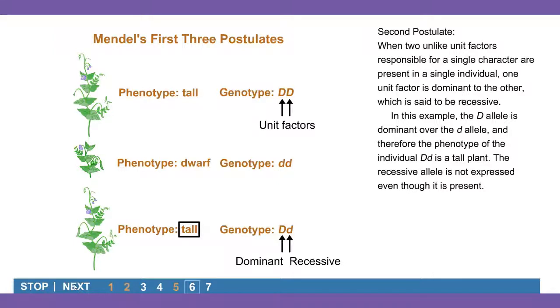And so he also postulated that there would always be 1 trait or 1 unit factor that was dominant over the other unit factor. And in a case where a plant carried both factors, the dominant one would determine what that phenotype would be.